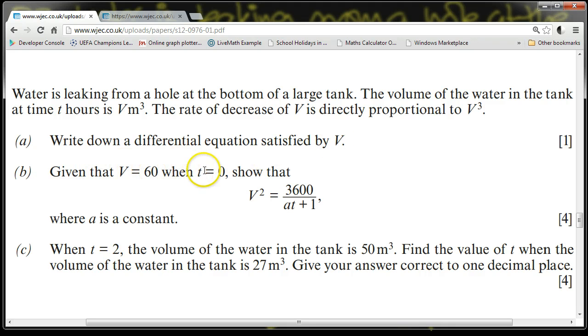Given that V is 60 when t is 0, show that V squared is 3600 over At plus 1, where A is a constant. When t is 2, the volume of water in the tank is 50 meters cubed. Find the value of t when the volume of the water in the tank is 27 meters cubed. Give your answer correct to 1 decimal place.